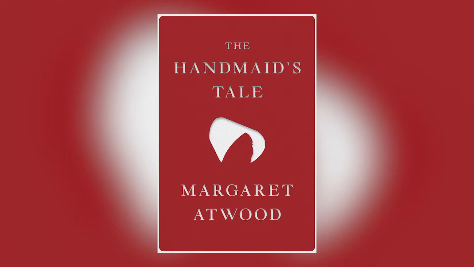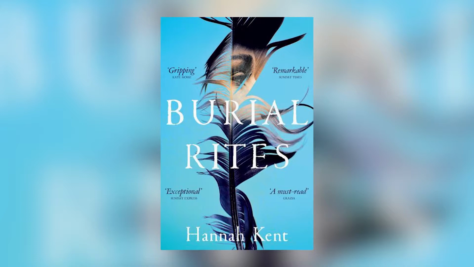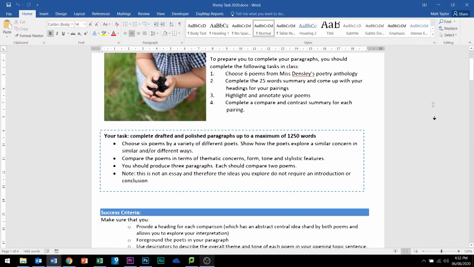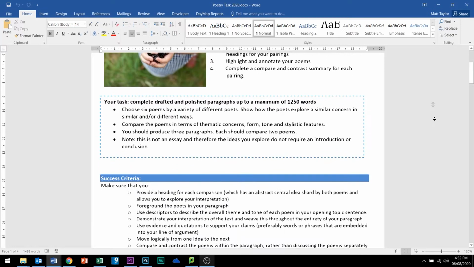This year we did a critical perspective task where students had a look at a critical perspective like Marxism or a psychoanalytical perspective lens, and they viewed the text through that and they wrote 1,500 words on their chosen text. For some students they did A Handmaid's Tale, others did Burial Rites, which we'll talk about a little bit later. They also did a poetry comparison where they wrote comparative paragraphs under headings. Again, that was 1,500 words.